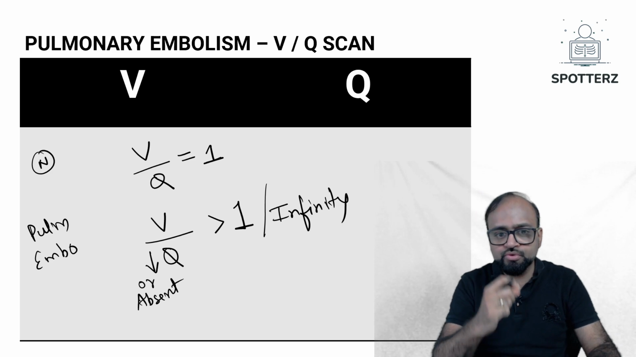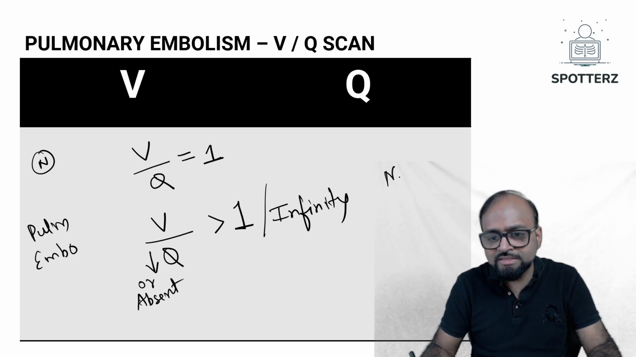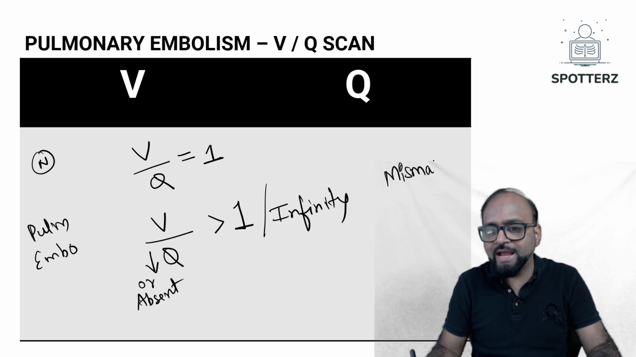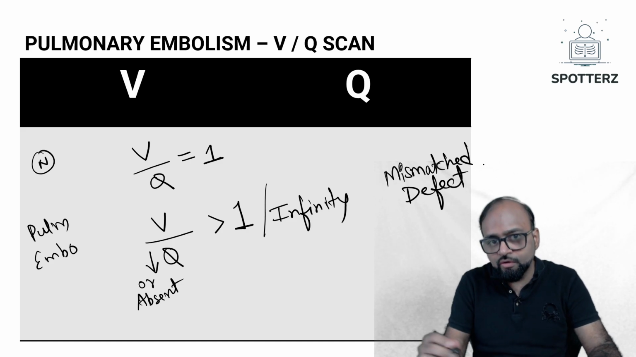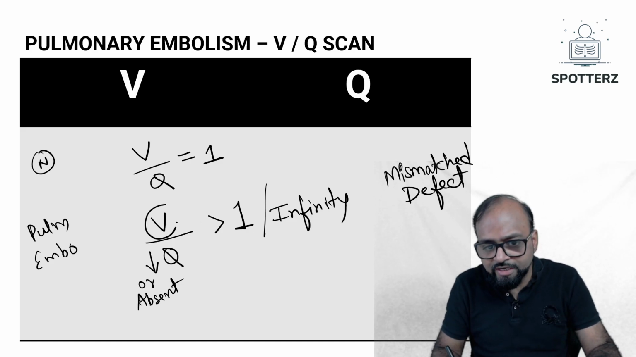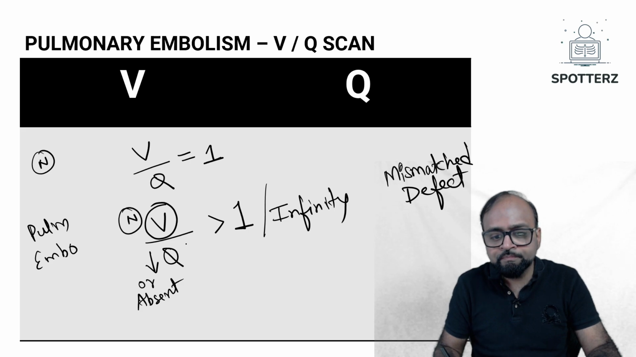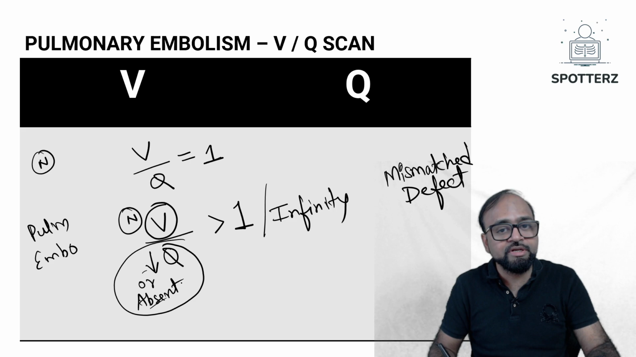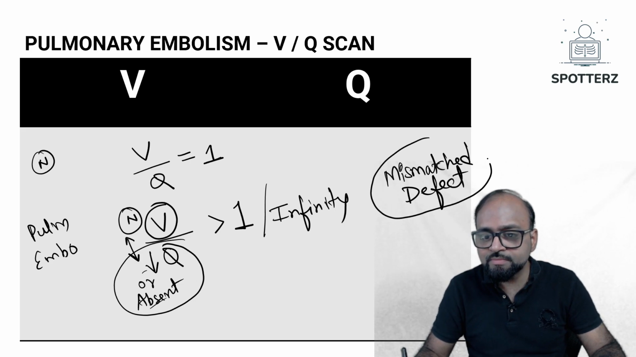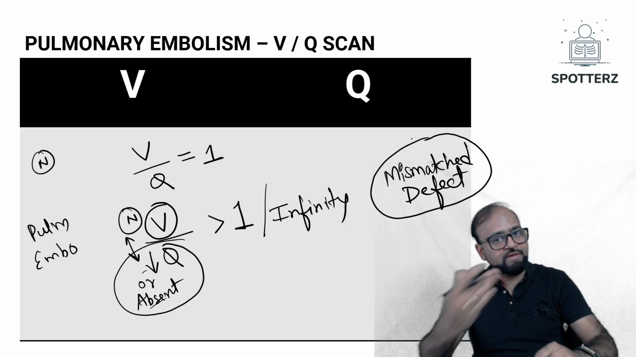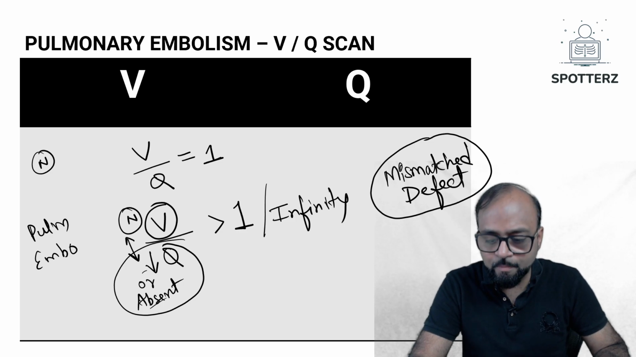Another term which is used in ventilation perfusion scan is called the mismatched defect. So what is a mismatched defect? In an affected area of the lung, you can see ventilation is normal, but you can see that the perfusion is either decreased or it is absent. So in that part of the lung, there is a mismatch between the ventilation and the perfusion. This is called the mismatched defect of ventilation perfusion scan, which is suggestive of pulmonary embolism, right?